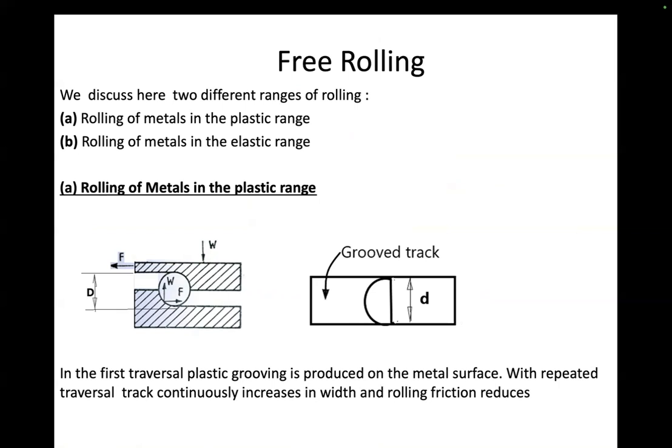Now, here we discuss two different ranges of rolling. Again, free rolling means ideal rolling where there is no slipping. We can broadly classify this into two ranges: one is the plastic range, the other is the elastic range. And the plastic range, of course, will depend on the type of metal, load, and other factors.